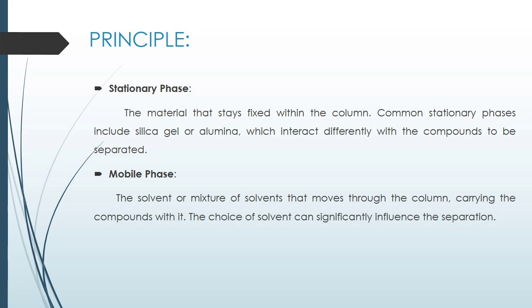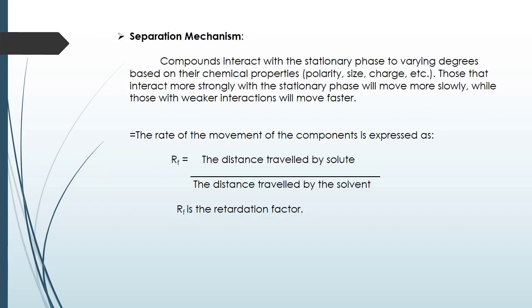Separation mechanism. Compounds interact with the stationary phase to varying degrees based on chemical properties like polarity, size, charge, etc. Those that interact more strongly with the stationary phase will move more slowly, while those with weaker interaction move faster. The rate of movement of components is expressed as Rf, equal to the distance traveled by the solute divided by the distance traveled by the solvent. Therefore, Rf is the retardation factor.